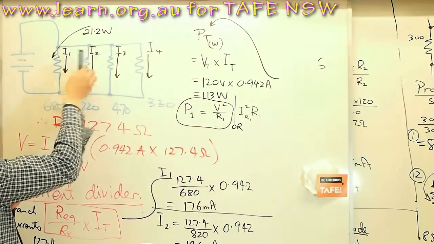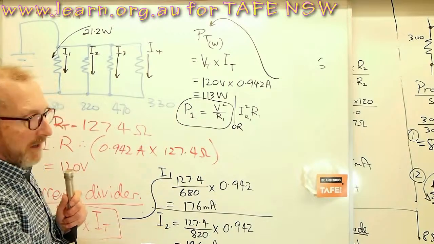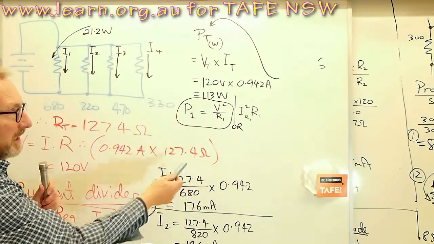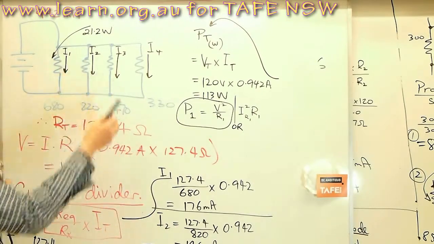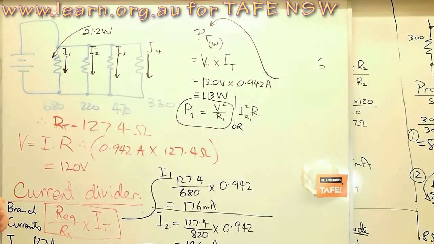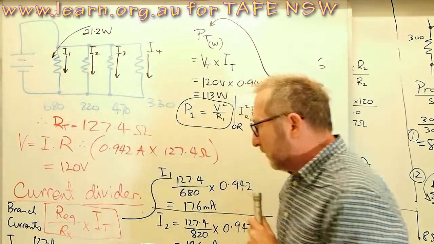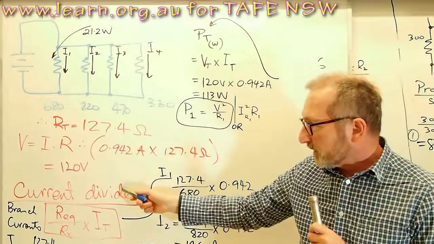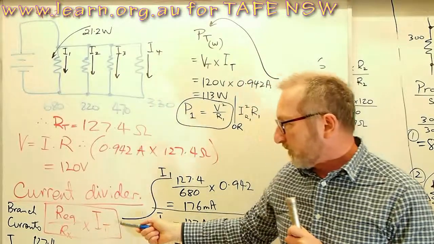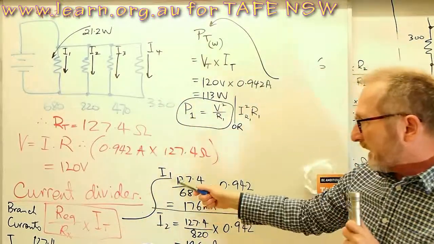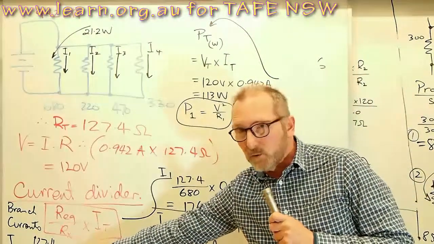The individual resistance powers, we'd be able to work out a variety of ways. We could use I squared times R, we could use V squared on R, or we could simply use the individual voltages times the individual branch currents. That takes us back to the branch currents again. To work out the branch currents, then, using the current divider equation that we just saw, Req on Rx times I node, I've applied it here for I1, I2, I3, and squeezed onto the side of the board over here, I4.